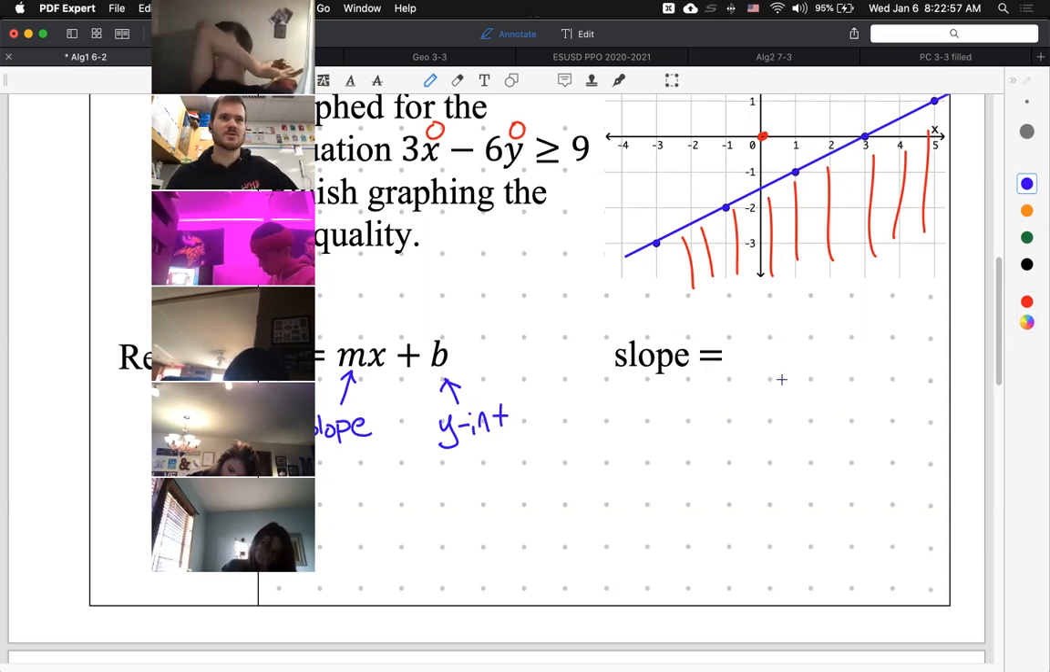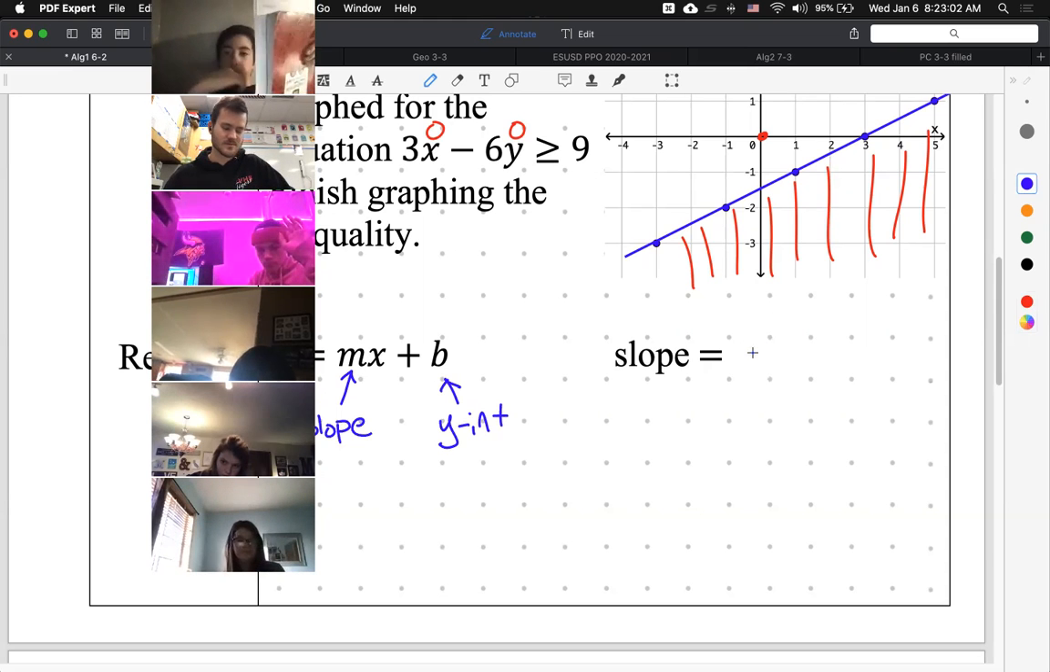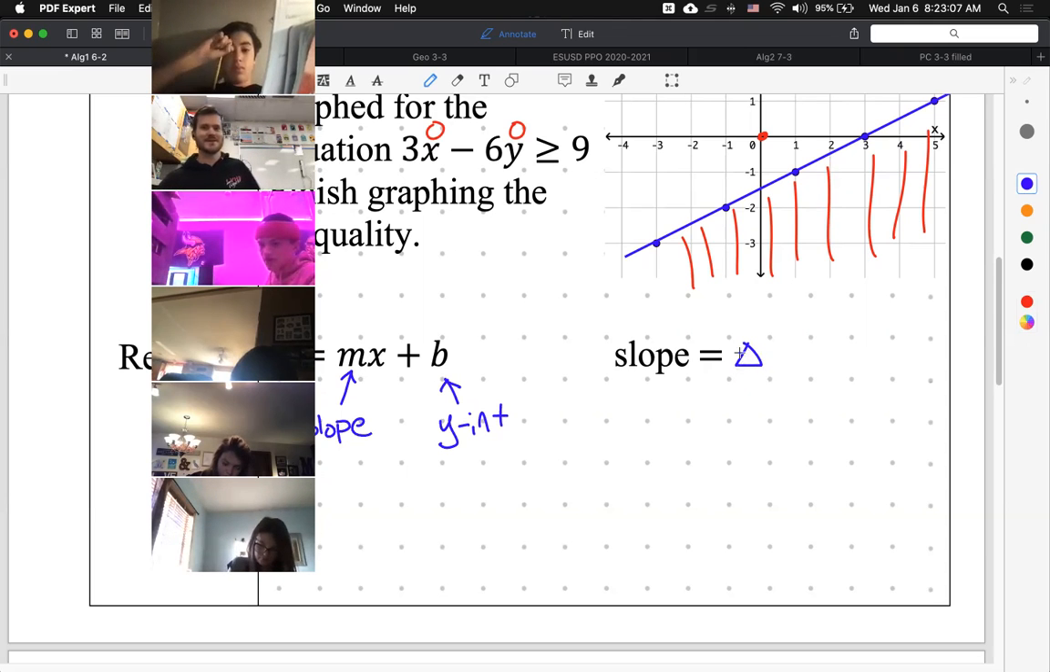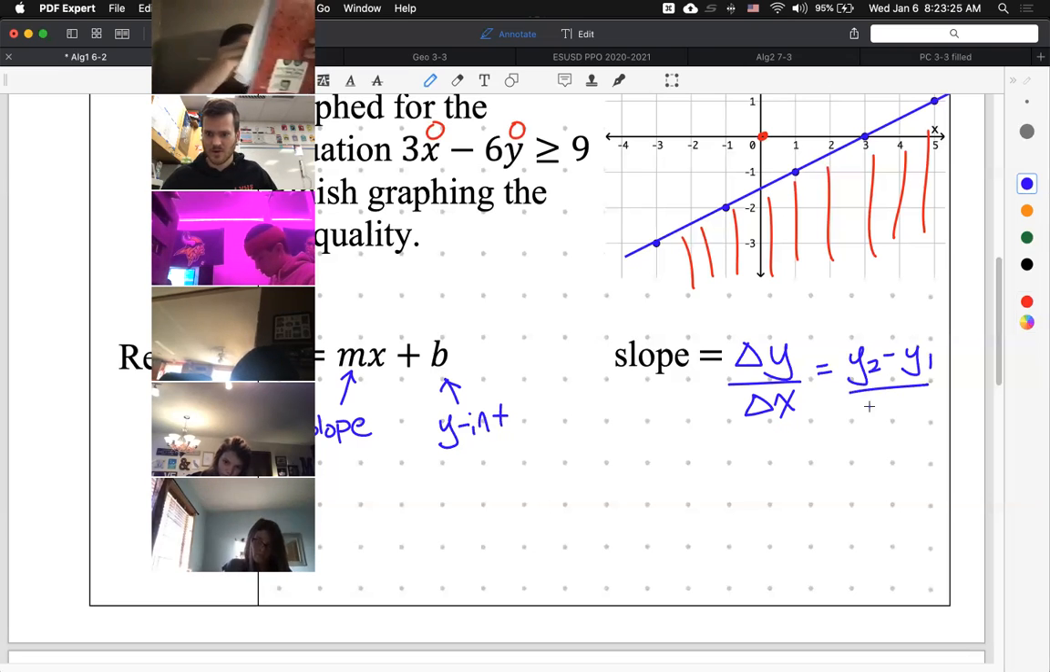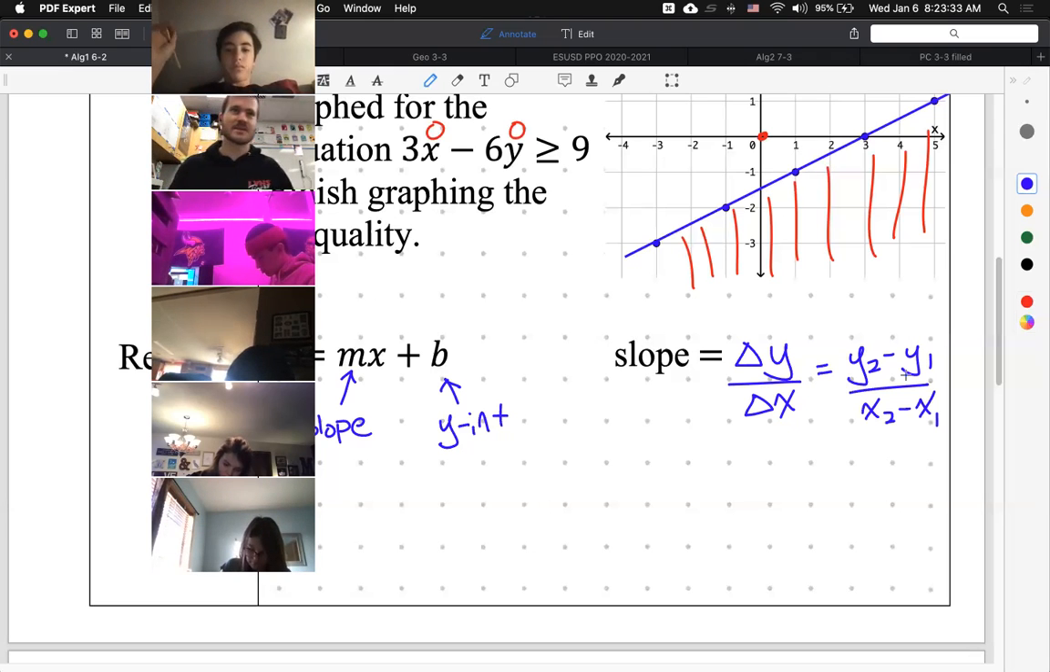We have 3 or 4 different equations for slope. Someone give me one of them. What's your favorite equation for slope? Ripley. Delta x over delta y. Ooh, it's the other way around. Delta y over delta x. There it is. Perfect. Does anyone else have an equation that they want to add to the notes? Sometimes people like this one as well, where they do y2 minus y1 all over x2 minus x1. If you don't like that one, you don't have to write it down. Choose whatever equation you like, and that's your slope.